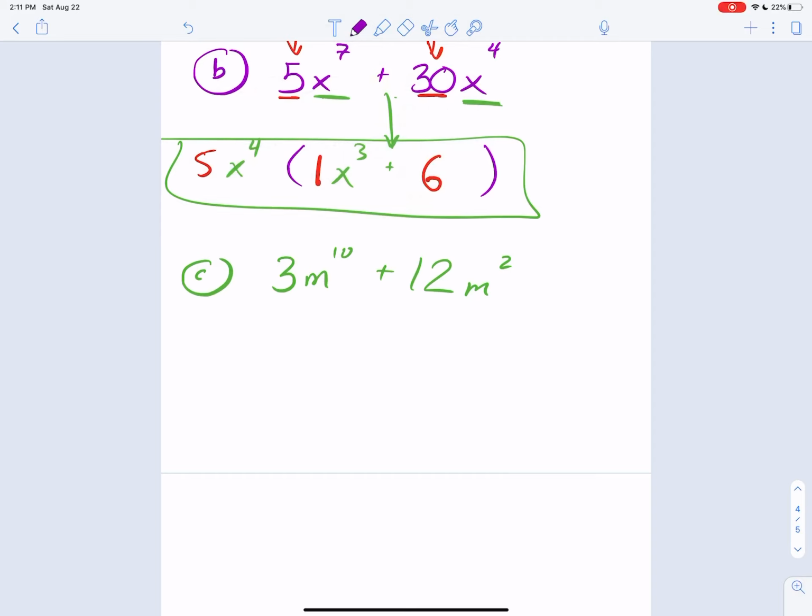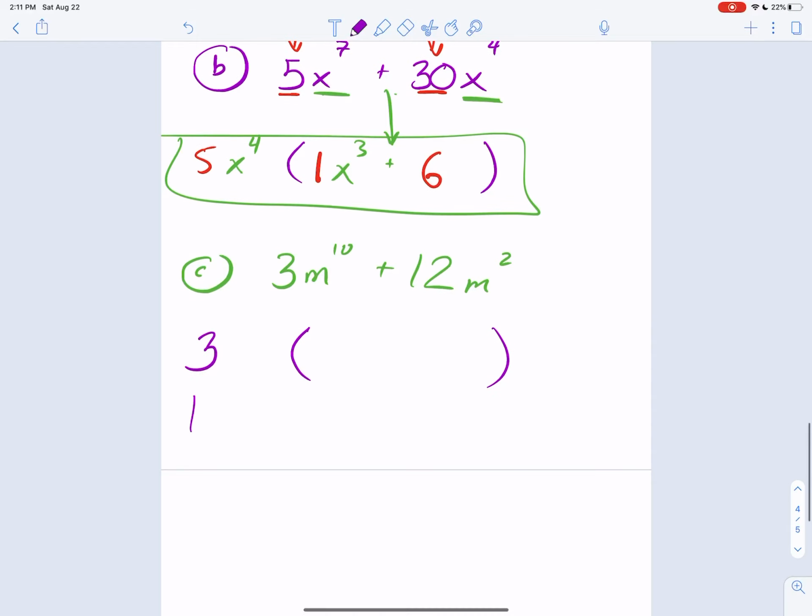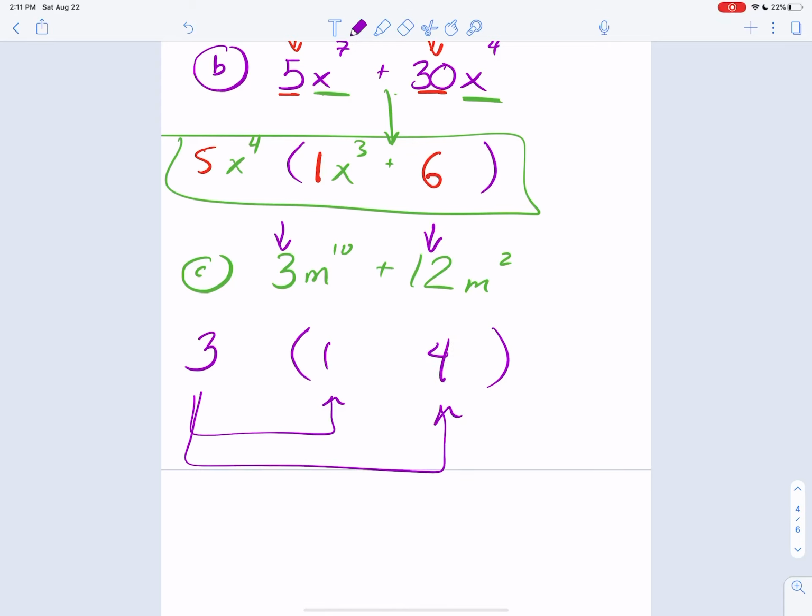Okay, so here, if we're just looking at 3 and 12, I could take out a 3. 3 times 1 will give me 3. And 3 times 4 will give me 12. Out of the m's, I have 10, you have 2, so we have 2 in common. So if I take out 2 from my 10, I'm only going to have 8 left. And if you had 2 and I took out 2, you're not going to be left with anything, so we'll just leave that blank. You should have gotten that.